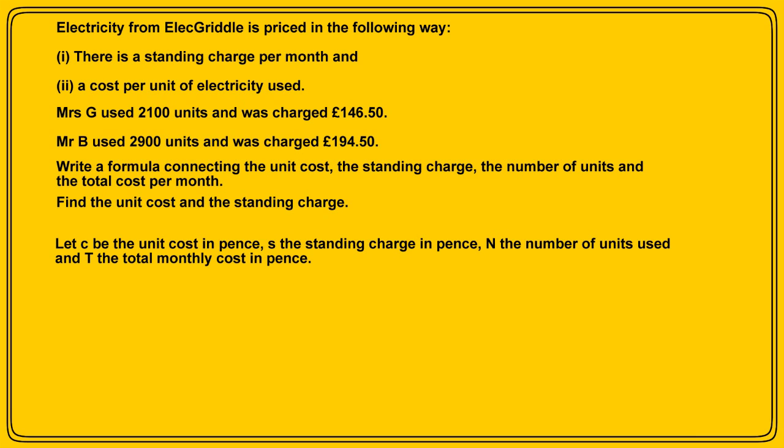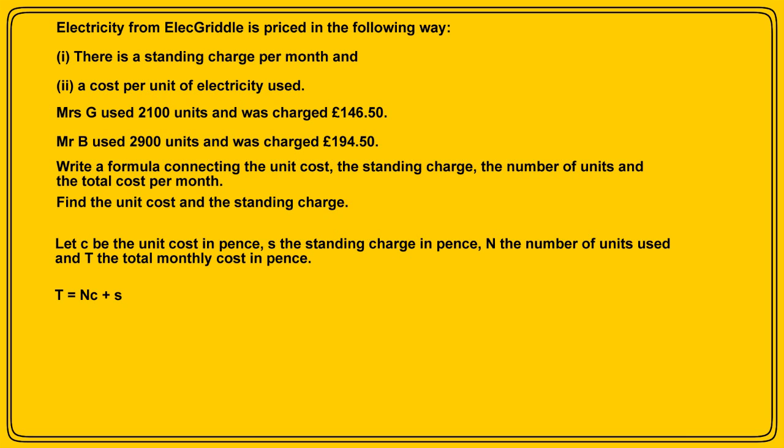Now, the total cost will be the number of units multiplied by the unit cost, plus the standing charge, of course, which gives T equals NC plus S. And that's the formula part done. Now we need to work out the actual unit cost and the standing charge, and for that we make two simultaneous equations from the information given.